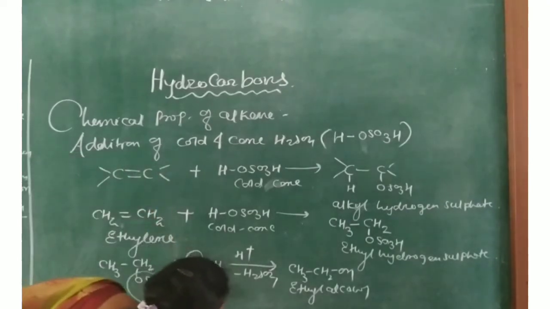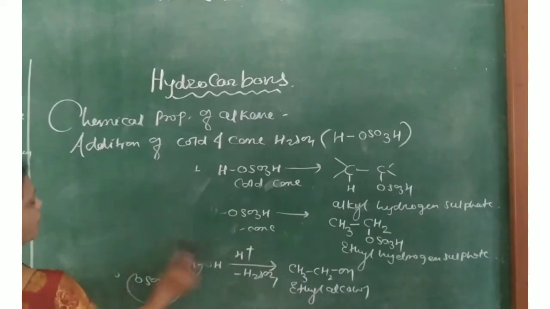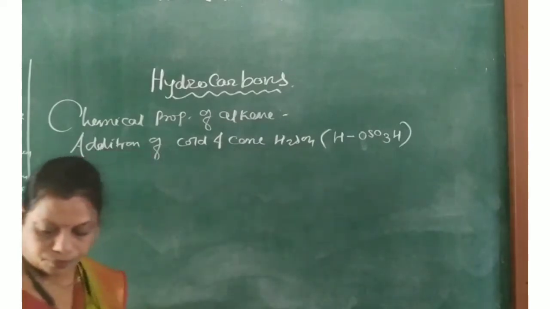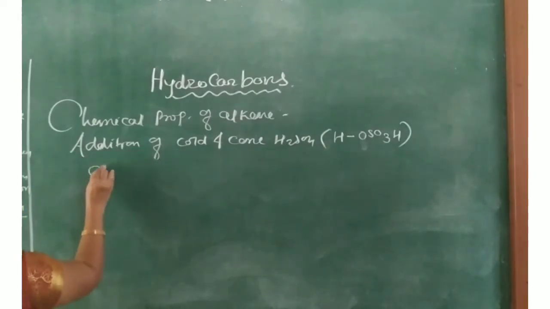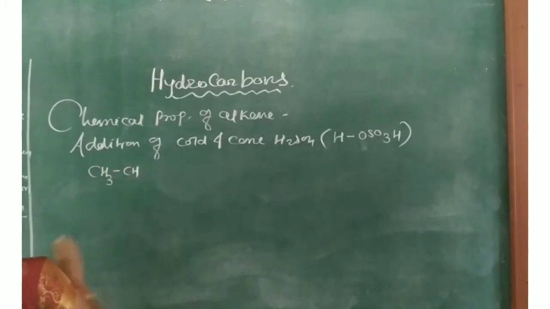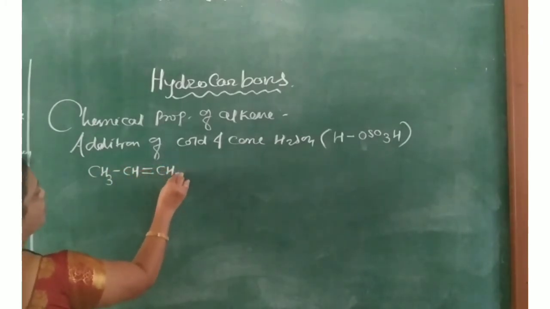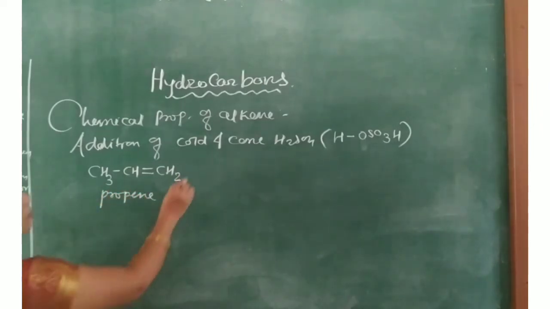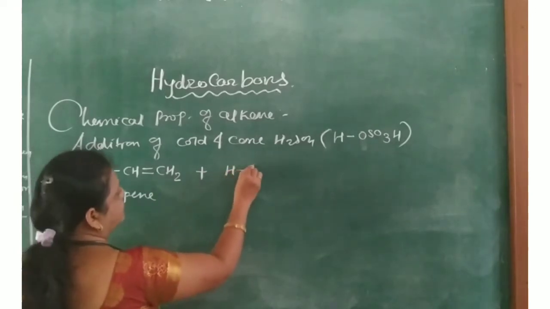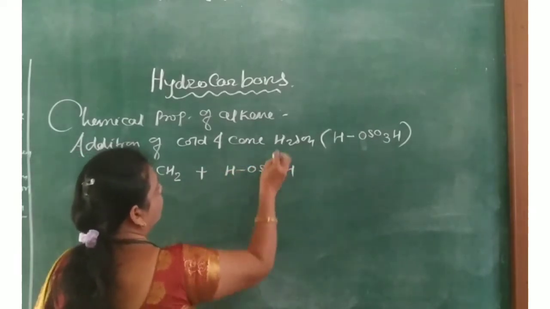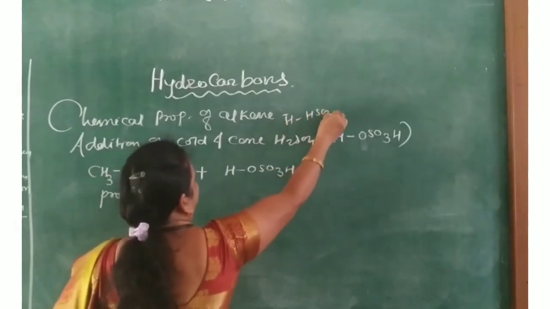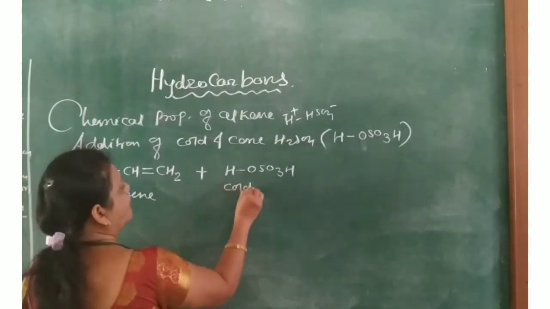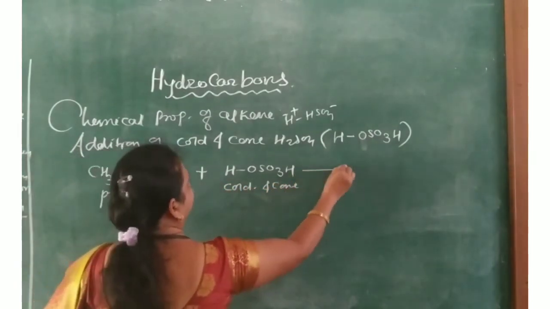After that, next one, that is action of sulfuric acid on unsymmetrical alkene. On unsymmetrical alkene, that is propene, CH3CH double bond CH2. This is called propene. Okay. Plus sulfuric acid, H, again OSO3H or it can be H and HSO4. Negative, this is positive. Okay. Here cold and concentrated.